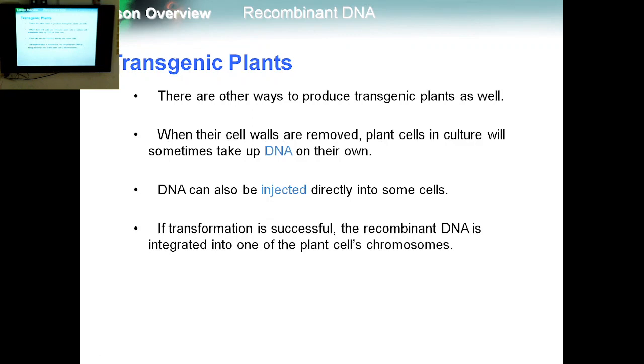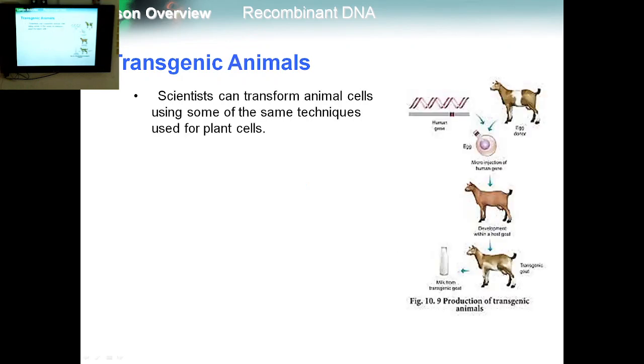If the transformation is successful, the recombinant DNA is integrated into one of the plant cell's chromosomes, and then a transgenic plant will occur. We will get a transgenic plant that we can grow, and we can obtain a specific characteristic for the plants.